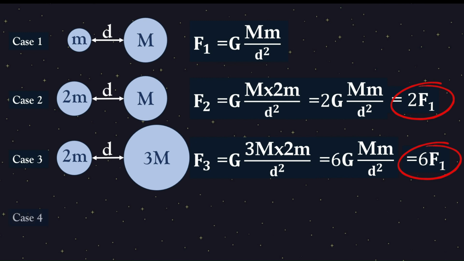Let's go to the fourth case. Here I have taken masses same as the first case. What I have changed here is the distance between the bodies, which will become double the distance of the first case.